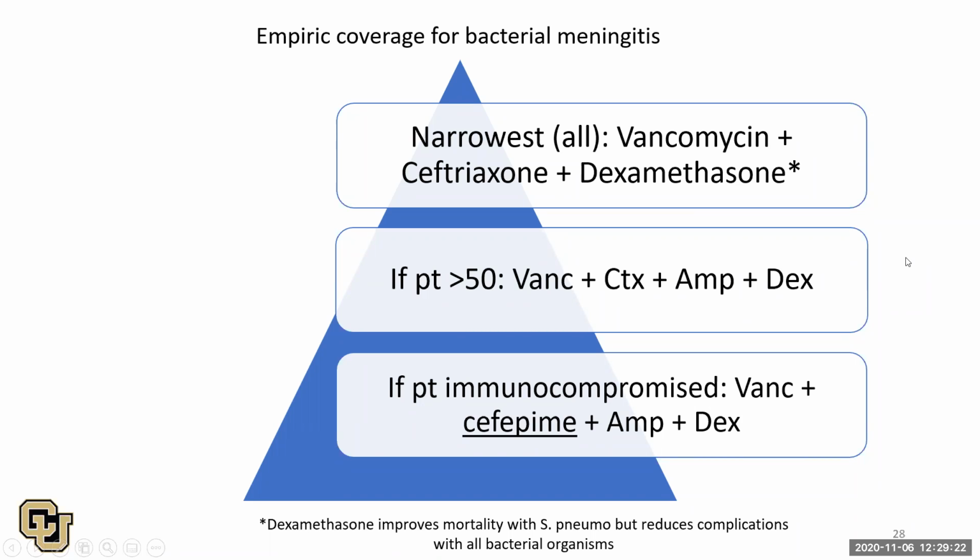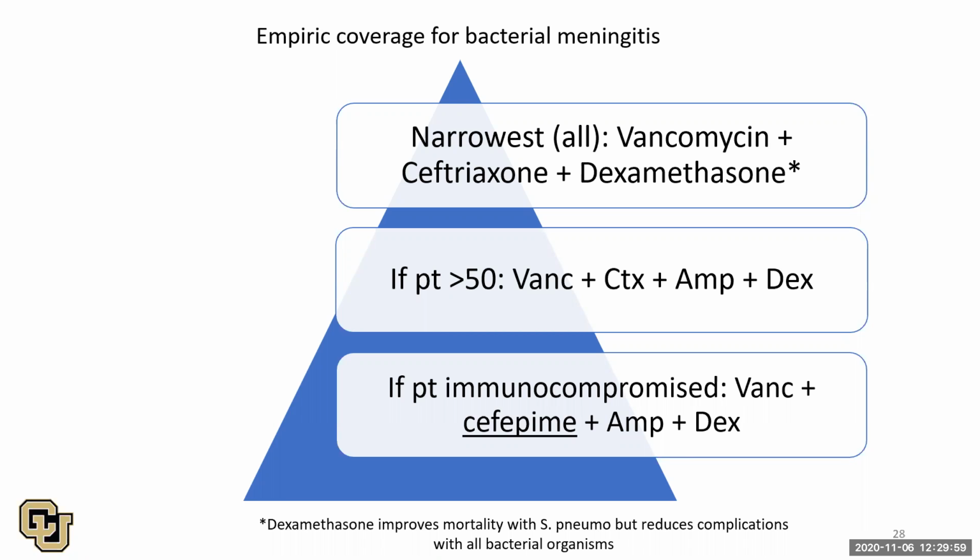So as far as treatment goes for bacterial meningitis, the narrowest coverage that you need to give all patients is vancomycin, ceftriaxone, and dexamethasone. The reason you need to add dexamethasone is because there are a few trials which suggest that dexamethasone in all bacterial meningitis reduces neurologic complications. This includes focal deficits and hearing loss, and specifically in infections with strep pneumonia, dexamethasone actually improves mortality.